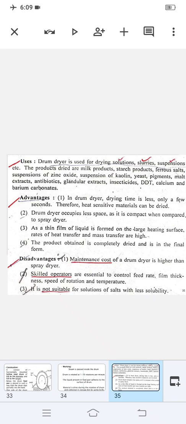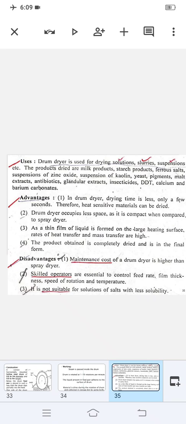So you can see that the drum dryer is dipped in the solution. It means it is used for solution, slurry, suspension, etc. Means drum dryer is used for drying liquid products. The products dried are milk products, starch products, ferrous salts, suspension of zinc oxide, suspension of kaolin, yeast, pigments, malt extracts, antibiotics, glandular extracts, insecticides, DDT, calcium, etc.